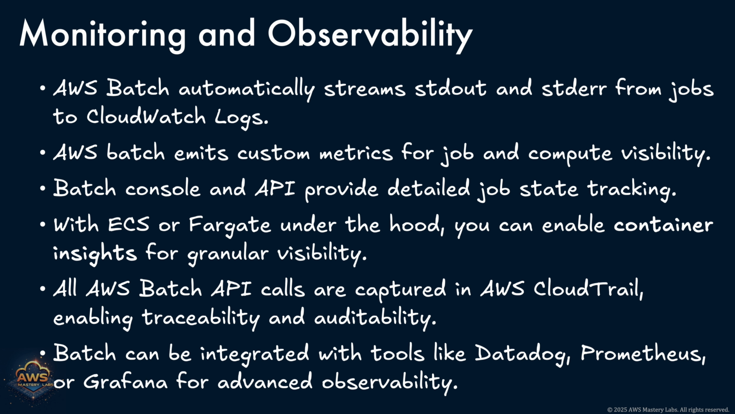Custom CloudWatch alarms and dashboards can be created to alert teams when thresholds are breached, such as too many failed jobs or high CPU usage. And if you're looking for deeper container-level insights, enabling ECS or Fargate Container Insights gives you visibility into per-container CPU, memory, and I/O metrics. Finally, AWS Batch works well with third-party observability platforms like Datadog, Prometheus, and Grafana, allowing you to correlate batch metrics with the rest of your infrastructure in a unified monitoring plane.